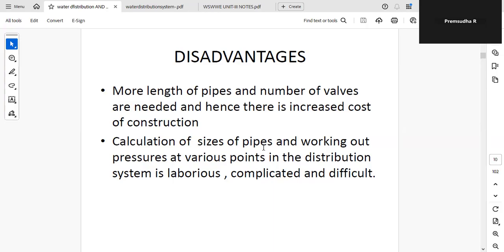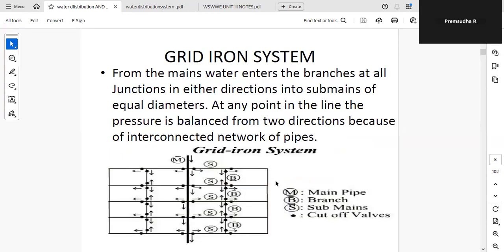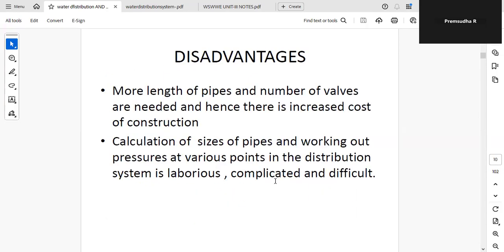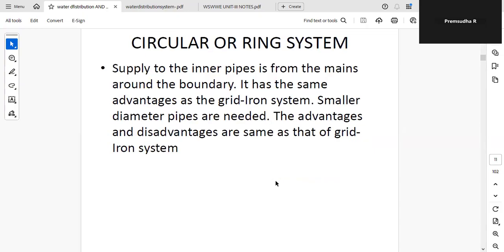Calculation of sizes of pipes and working out pressure at various points in the distribution system is laborious, complicated, and difficult. So here there are more number of valves. So the disadvantages: pipe size calculation and the system of distribution is tedious.